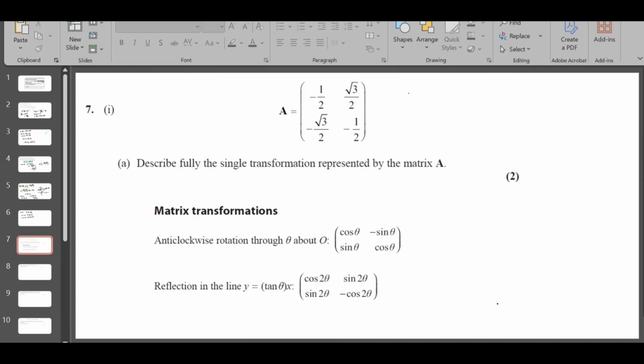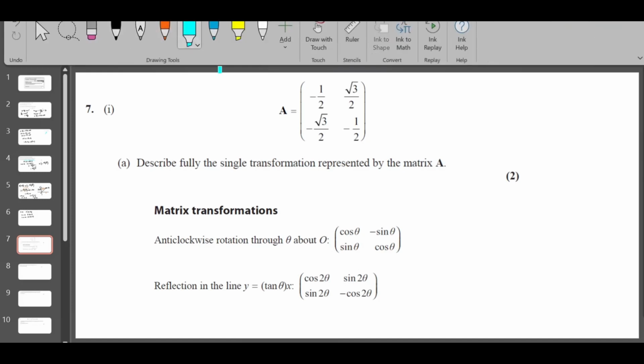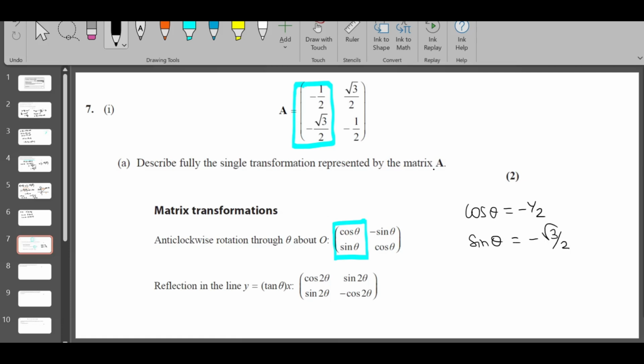So how do we know which one is this? If these two numbers are the same, it's probably the first one. You see, these two numbers are the same, right? And these two elements will have opposite signs actually. Look at it. One is negative, another one is positive. So definitely it's the first one. So how do we find the theta? Look at these two, cos theta and sin theta. These two elements are this, right? Equate them. So we know cos theta is minus half, sin theta is minus root 3 over 2.